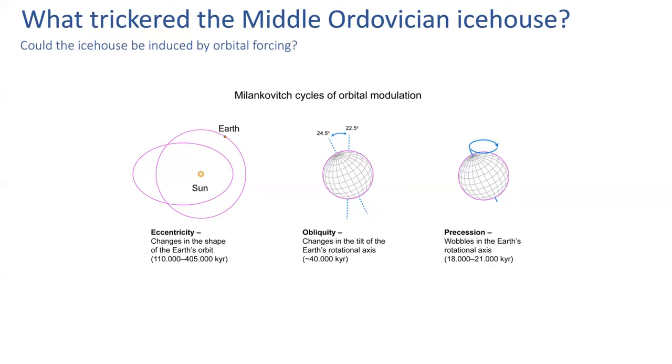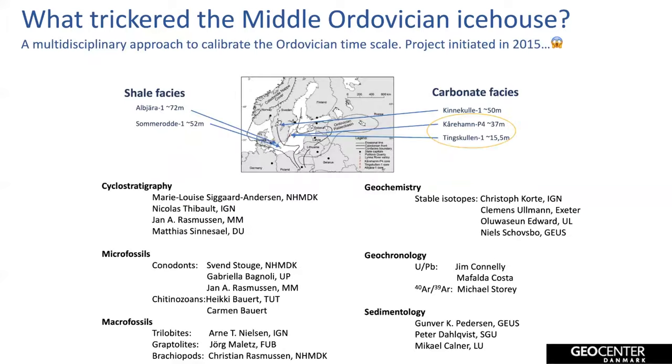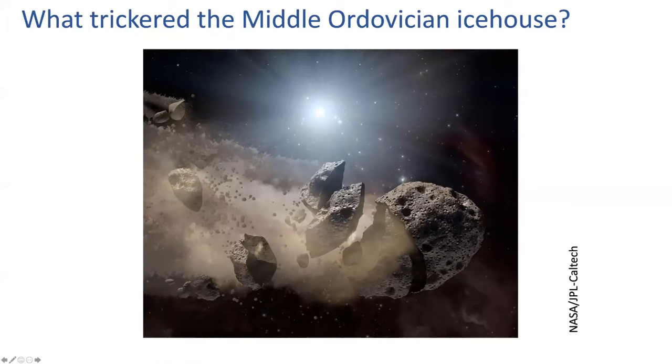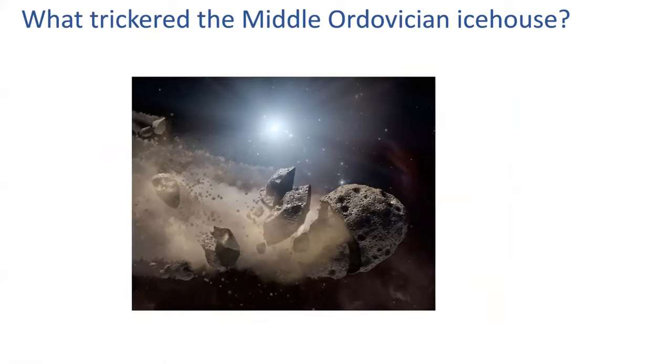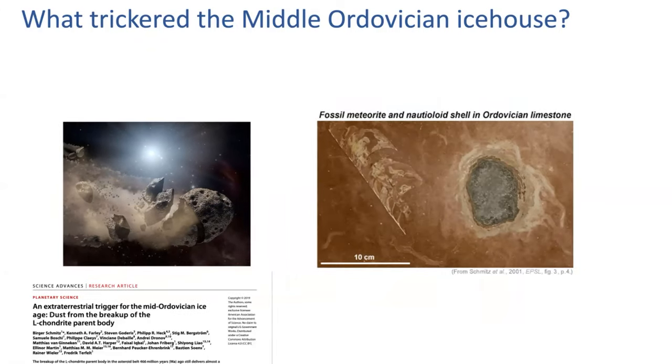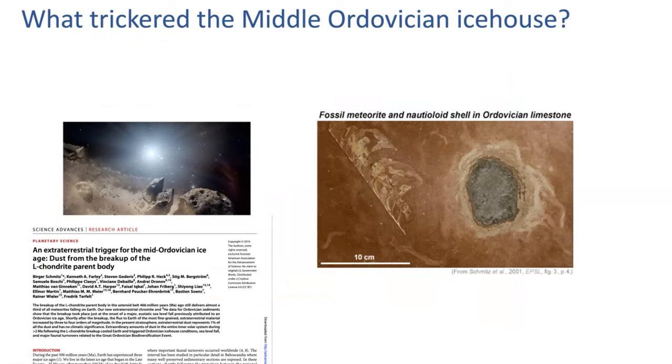Now, this thing with what triggered this ice house has also been addressed by Birger last year in a paper where he speculated that this asteroid breakup might in fact be the cause behind this climatic cooling, which is certainly an interesting theory. But from our perspective, we are looking at this onset of ice age conditions more from a cyclostratigraphical or orbital forcing angle.